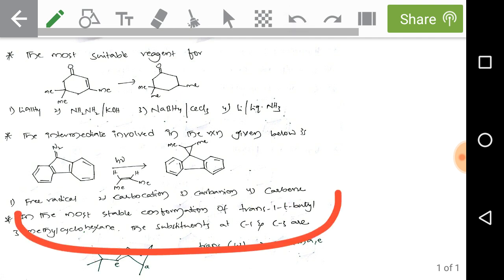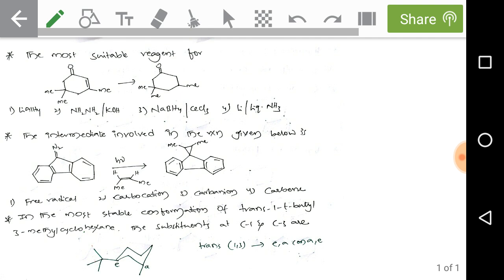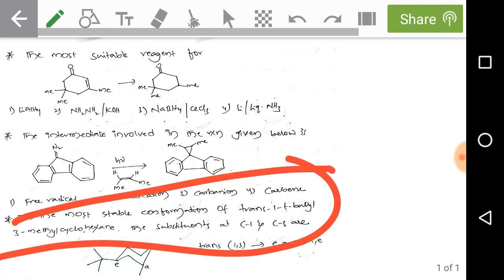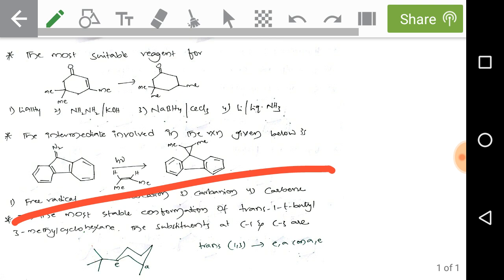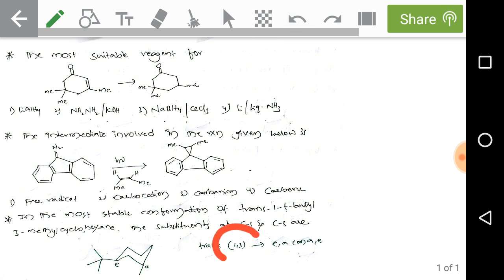Next one, in the most stable conformation of trans-1-tert-butyl-3-methylcyclohexane, the substituents at C1 and C3 are. So here, trans 1,3 groups must be equatorial-axial or axial-equatorial in its chair conformation. The bulky group should always be in the equatorial position. In that case, the methyl group must be axial. So here an axial-equatorial relation is there, and that is the most stable conformation for it. Okay, and substituent positions at C1 and C3.